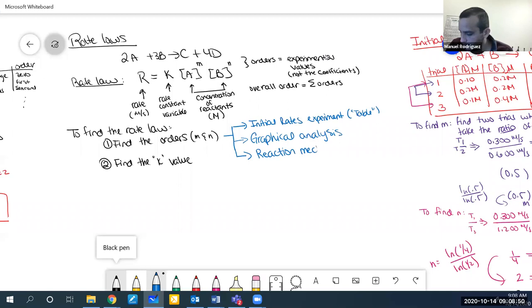There is technically a fourth one, and it's by using the K units. We will talk about this later, but it's not a real way to do it. Sometimes, based on the K units, you can sort of figure out what order it is, but that is not a real thing. Anyways, we're going to move to the second one, which is graphical analysis.